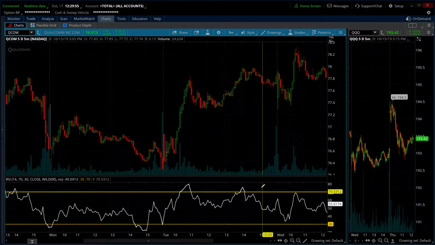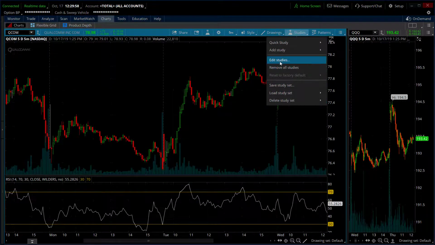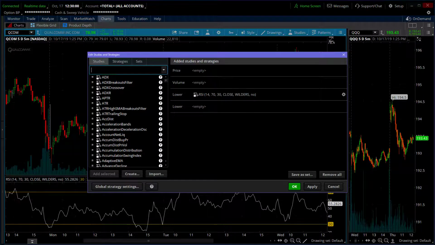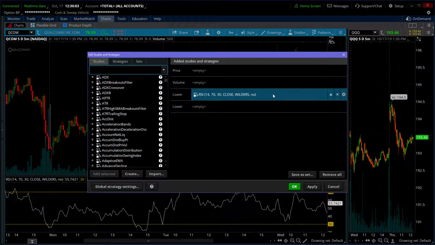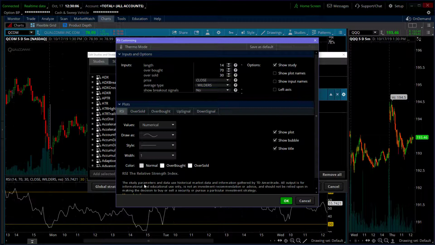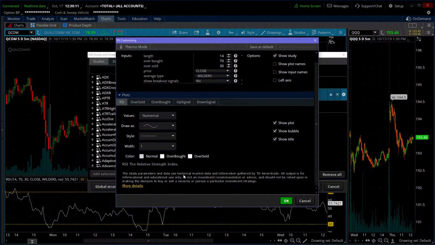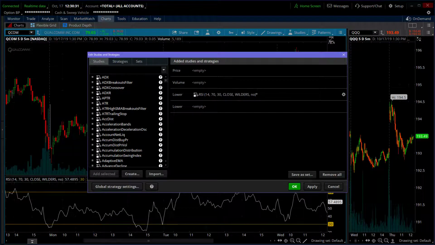So RSI, if you go to studies, edit studies, you go up here, it's RSI, you pull it up. It's right here. Come down here, look what it says. The RSI is called the relative strength index. Okay, relative strength index. It is not called the buy and sell indicator. It's not called the make-you-money indicator. It's not called the short-when-it's-up-and-buy-when-it's-low indicator. That's not what it's called. It's called the relative strength index. That's what it's called.